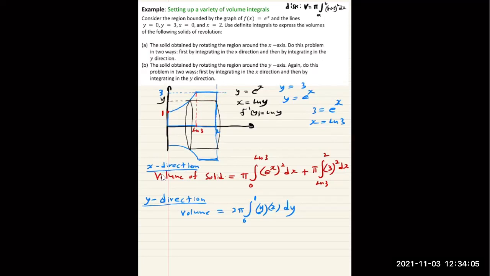So the second integral would be 2 pi times, this time, the integration from 1 to 3. Notice that I'm on this region now, 1 to 3. The radius ry is y itself, times hy. Hy is 2 minus ln y, dy. That is the integration along y-axis. That is the volume as an integration along y-axis. All right, let's move on to the next part.